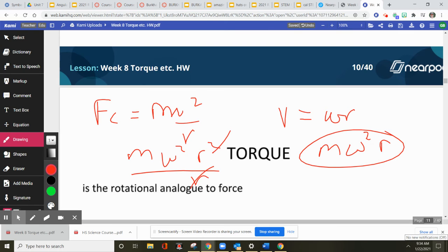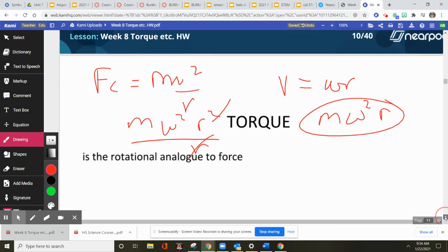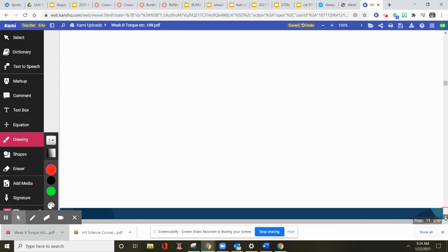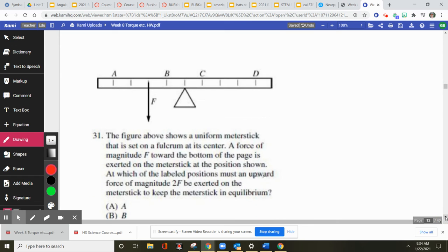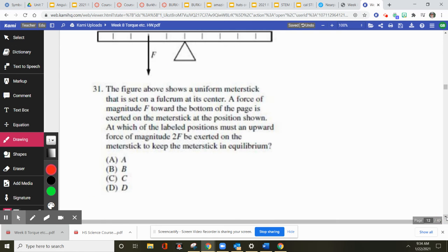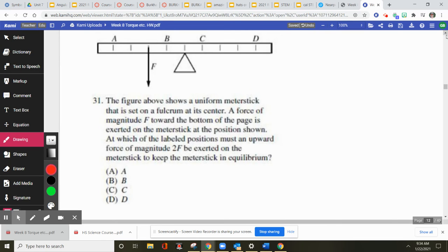All right, so then we're going to start talking about torque. This is a lecture slide that I talked about in class, and I do lectures in class. This question was wrong on the answer key on the Nearpod.